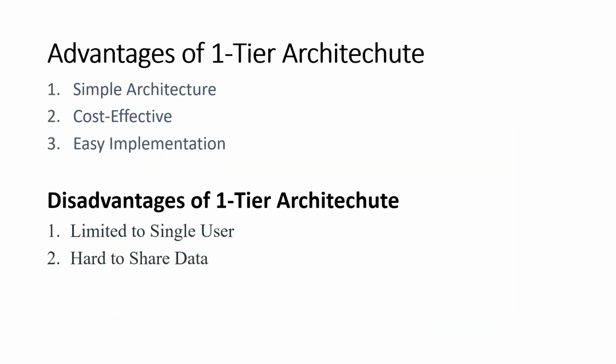Now let me see the advantages and disadvantages. Advantages: first, simple architecture. It means one tier architecture is the simplest architecture to set up, as only a single machine is required to maintain it. Second, cost effective. No additional hardware is required for implementing one tier architecture, which makes it cost effective. Third one is easy implementation. One tier architecture can be easily deployed and hence it is most used in small projects.